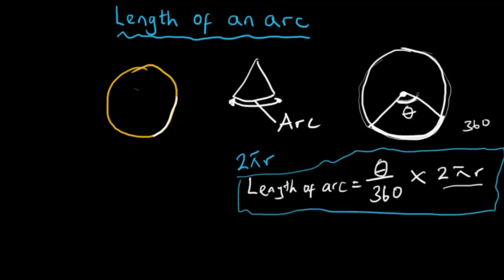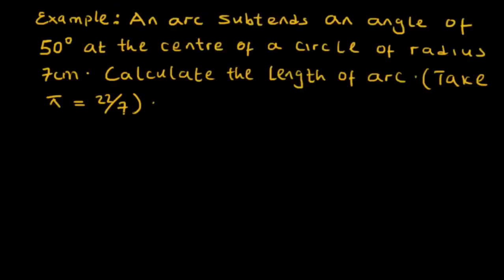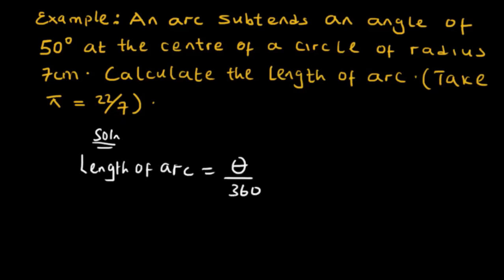Let's take some examples. An arc subtends an angle of 50 degrees at the center of a circle of radius 7 centimeters. Calculate the length of arc. Take pi equals to 22 over 7. Now let's solve this. Remember, the first thing you want to do is to try to remember the formula for the length of an arc. So length of an arc equals theta over 360 times 2 pi r.